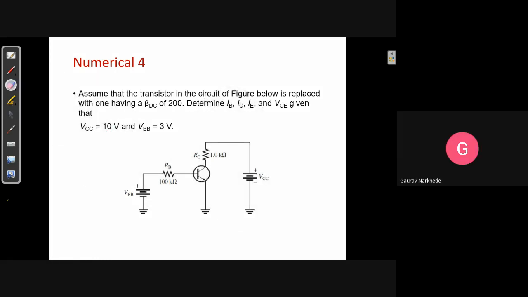So can you calculate this now? Assume that the transistor in the circuit of the figure is replaced with one having beta equal to 200. Can you calculate all these things? VBB, VCC are given.